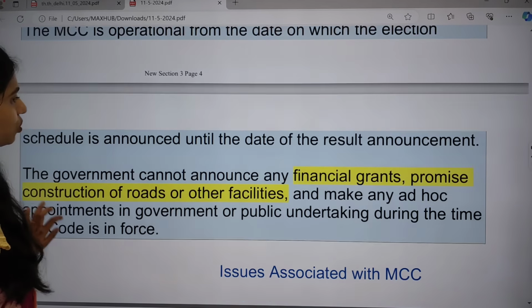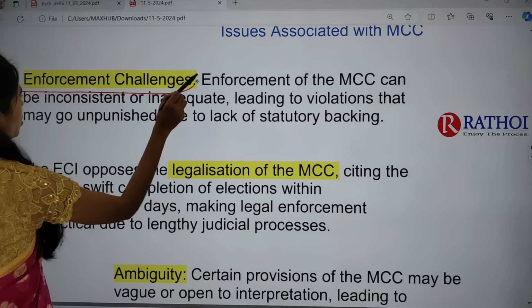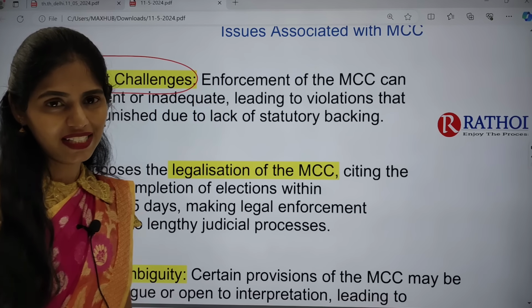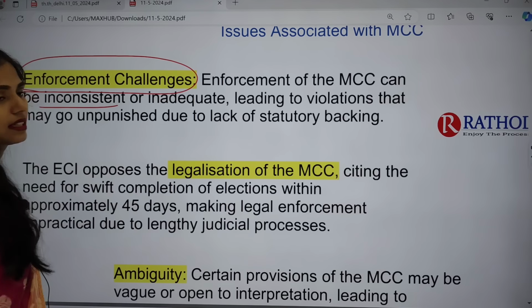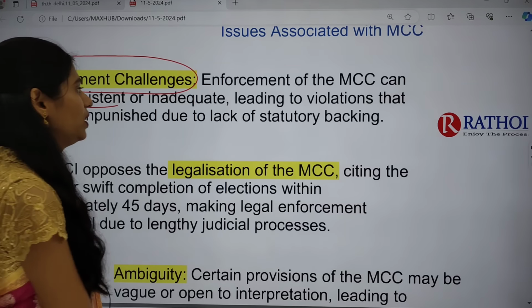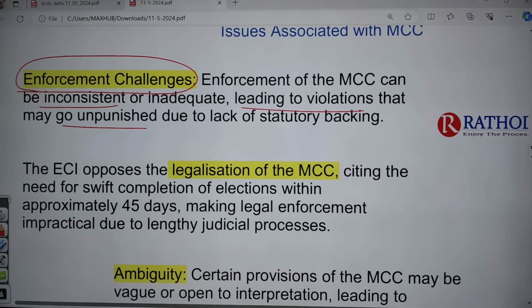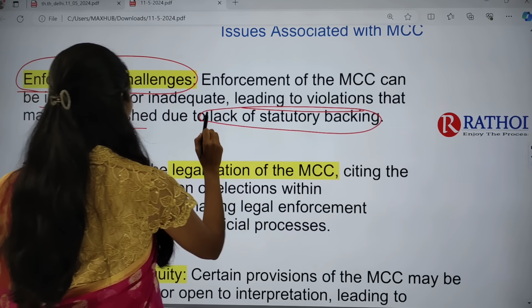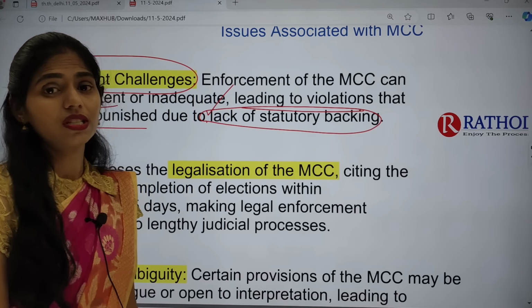So what are the issues associated with this model code of conduct? You have to know that. The first one is enforcement challenges. Yes, the EC comes up with a document and a list of the things which come under the MCC, but enforcement of this model code of conduct can be inconsistent or inadequate, and violations may go unpunished because of lack of statutory backing. Because of this lack of statutory backing, sometimes it may not be enforced properly. This is one great challenge we are seeing with the MCC.